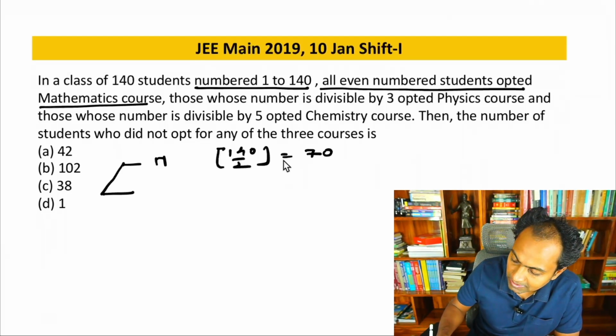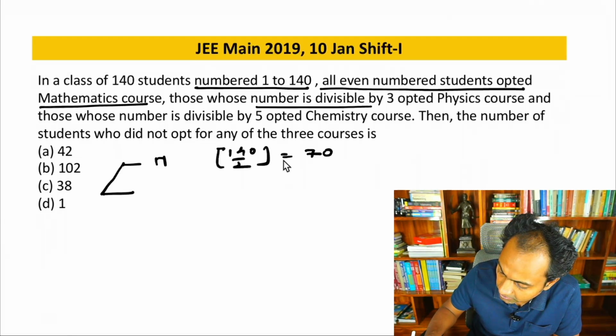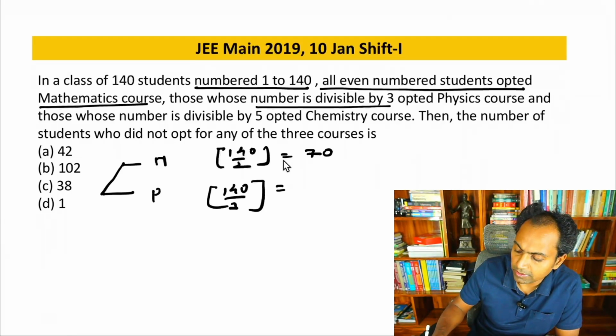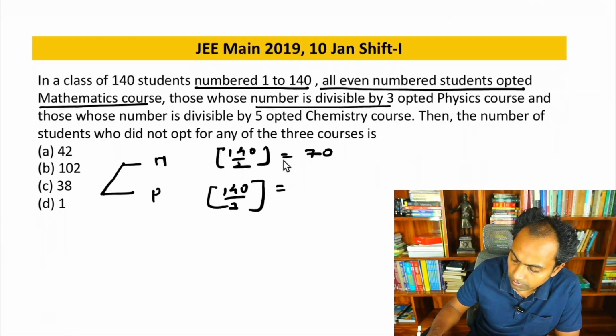Then the second part says that the students divisible by 3 opted for physics. So physics would be nothing but 140 divided by 3. And if I divide, 3 into 4 is nothing but 12, so 3 into 4 is 12. So this will become nothing but 46.